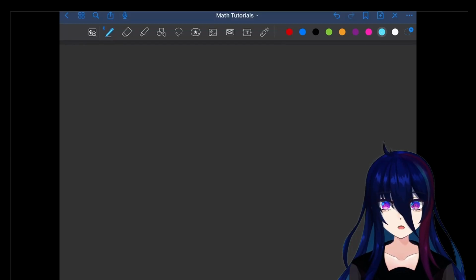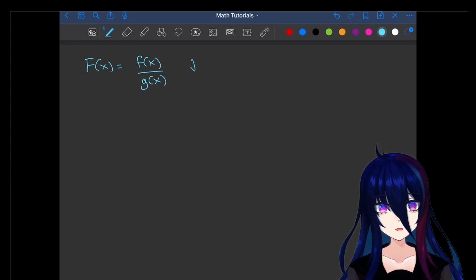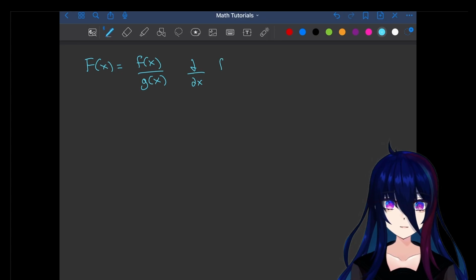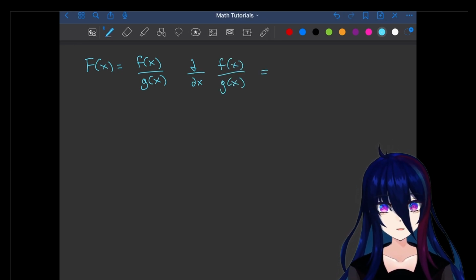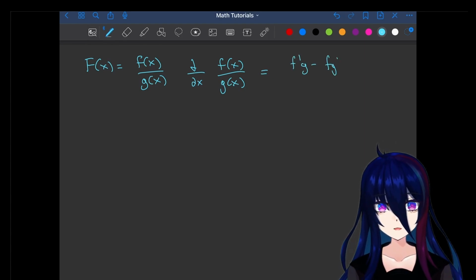Alright, something we're going to be looking at today is taking derivatives of a regular function, f of x over g of x. Now, for taking this derivative, you would normally use the quotient rule. You know, taking the derivative of f of x over g of x gives you f prime times g minus f times g prime all over g squared.